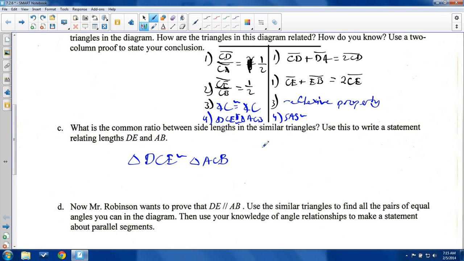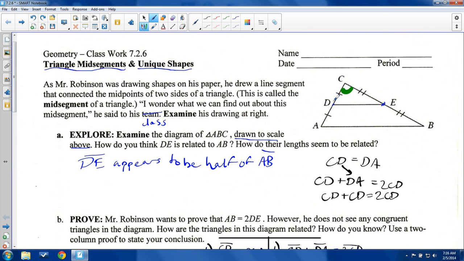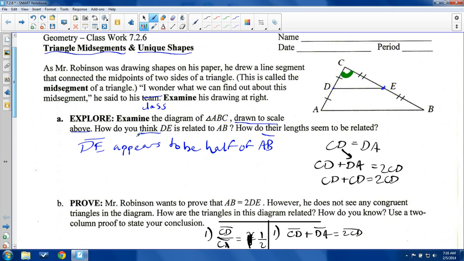Okay, so we had CD similar to CA in that it's 1 over 2. And then we have CE similar to CB in that it's 1 over 2. So if these triangles are similar, the third one also has 1 over 2, and that's DE over AB. Okay? DE is half of AB. So before we just assumed it, we just thought it. Okay, now we know. We know that DE is half of AB.